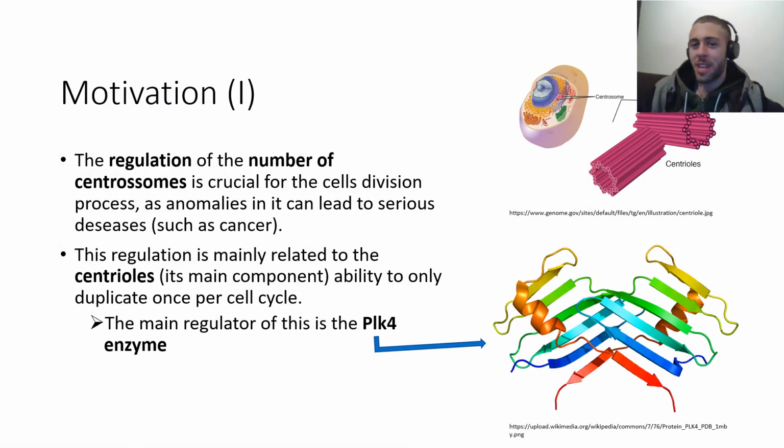The regulation of the number of centrosomes is crucial for the cell's division process, as anomalies in it can lead to serious diseases, such as cancer, as a result of them dividing way too much. This regulation is mainly related to its main components, the centrioles, and its ability to only duplicate once per cell cycle. The protein that is thought to be the main regulator of this duplication is the PLK4 enzyme. However, despite the mechanisms of this protein being well known, the relationship between the number of centrioles and the PLK4 concentration is yet to be discovered.